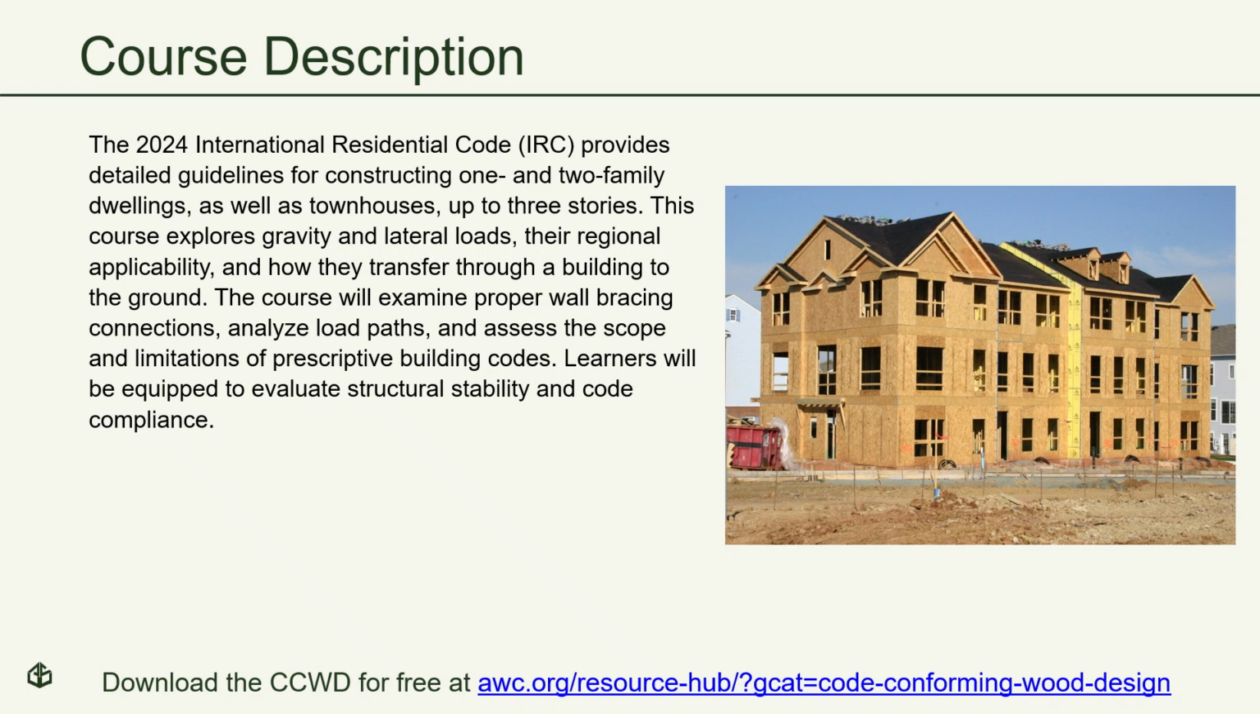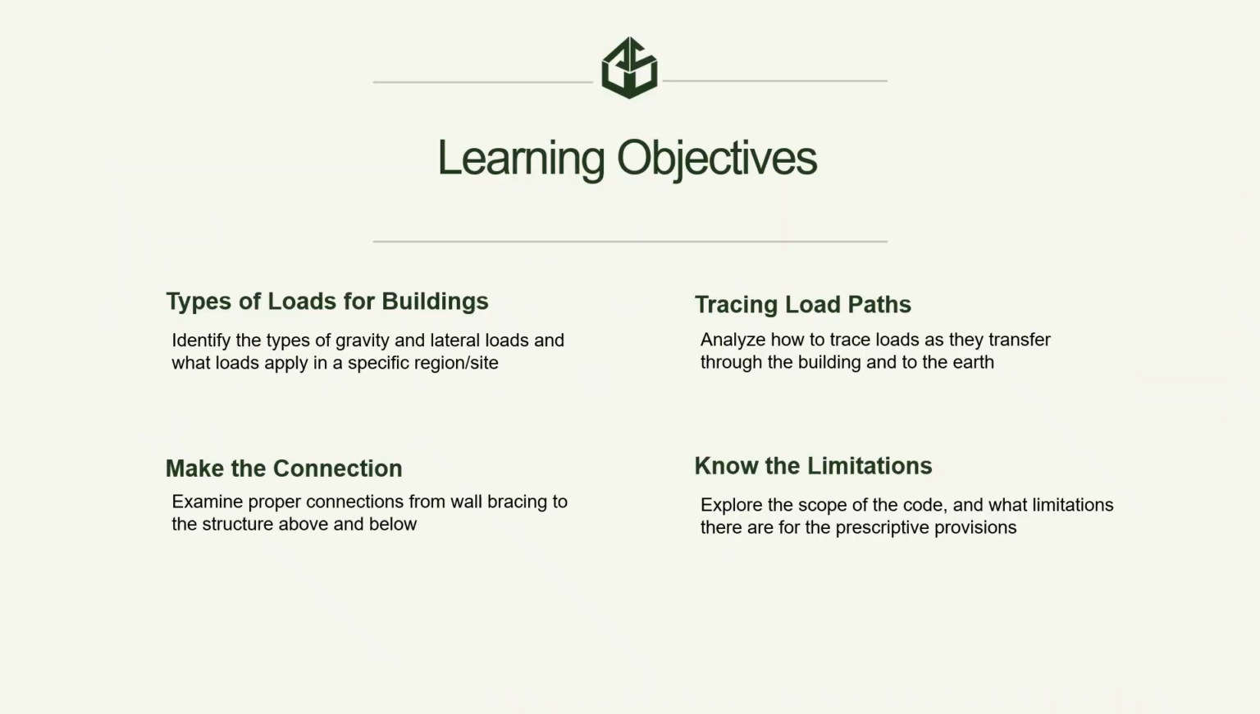The 2024 International Residential Code, hereafter referred to as the IRC, provides provisions for constructing 1- and 2-family dwellings, as well as townhouses, up to 3 stories above grade plane. The IRC is generally considered a cookbook for building homes and is predominantly a prescriptive document, meaning rather than giving general requirements for what is to be achieved, it provides specific methods to meet the requirements and thereby to construct a structurally sound building. Here are some of our main learning objectives.